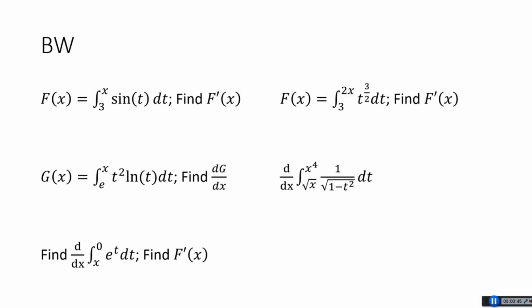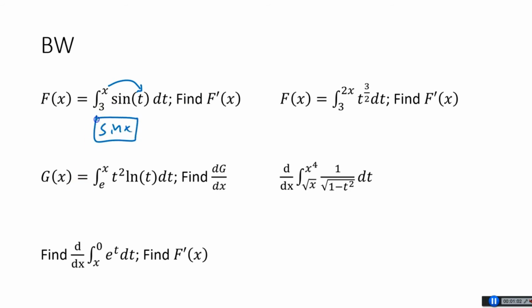All right, let's take a look at these and see how you did. So the first one, pretty straightforward. We have an accumulation function, just integral from 3 to x of sine of t dt, and we want to find f prime of x. That is the derivative of the accumulation function. So we just take that x and dump it right in there. So that is sine of x.